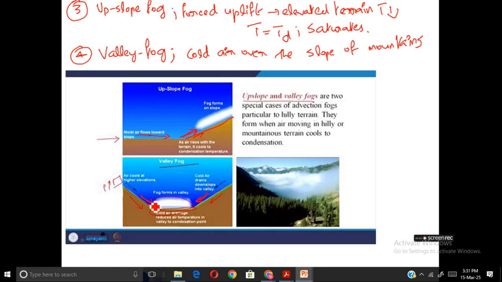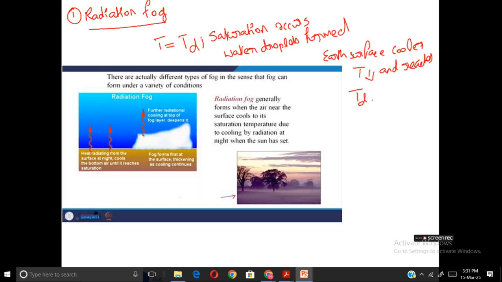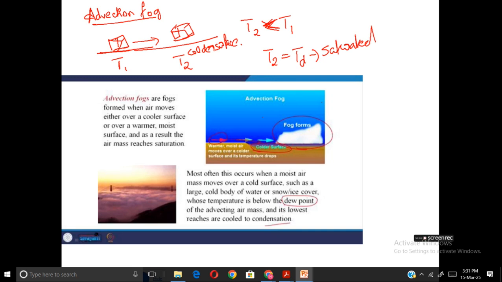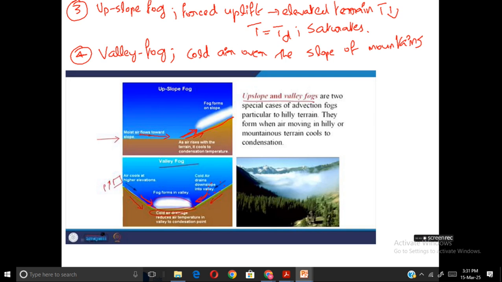So there are four types of fog. First one was the radiation fog, which generally forms at night due to the lower surface temperature. Second one was the advection fog, which happens when a moist air parcel moves over a cold surface. Generally it happens when the parcel moves over a cold body of water or snow or ice cover, whose temperature is well below the dew point temperature of the adjacent air mass.